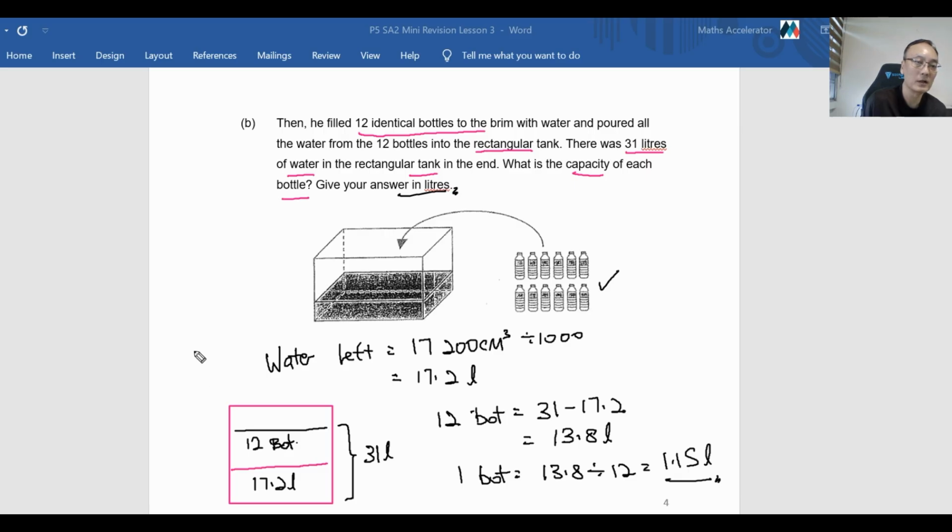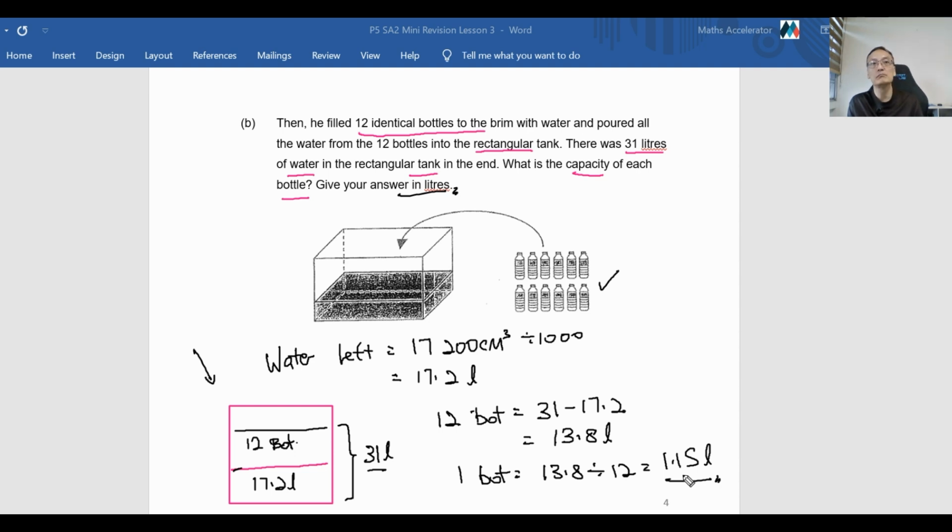So we draw a diagram here to help us visualize the changes in the volume for the rectangular tank. We started off with 17.2 liters, which is the answer carried forward from part A. And we added 12 bottles, and in the end, we have 31 liters. So to find the volume of these 12 bottles, we just find the difference between 31 and 17.2, and we arrive at 13.8. Then we divide 13.8 by 12 to find the volume of one bottle, and it should be 1.15 liters.